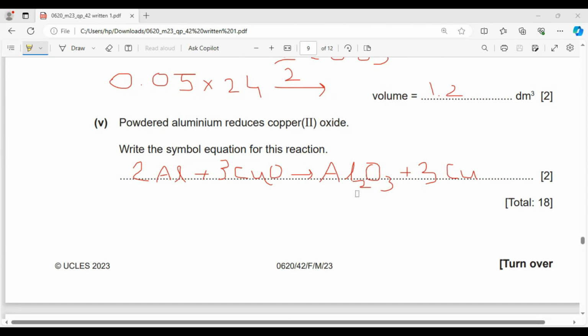As we are having 2 aluminium here, we will write 2 on the reactant side. We have 3 oxygen here on the product side, so we will write 3 in front of copper oxide, which becomes 3 copper, and because of which we will write 3 on the product side. Hence it will balance the equation.